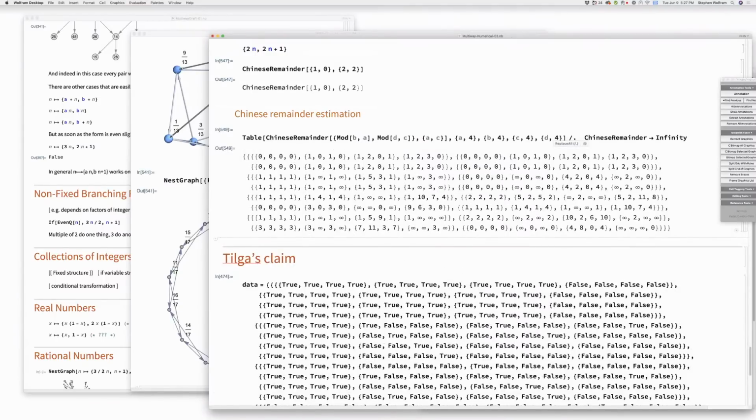Okay, so now we want to compare that. So those are the values of the Chinese remainder quantities. And we want to compare those to the data here, right? So my prediction is the ones which give big values of the Chinese remainder are not going to be causal invariant. I've got to have falses here. Okay, the ones that are 1 or 2 are quite likely, I would argue.